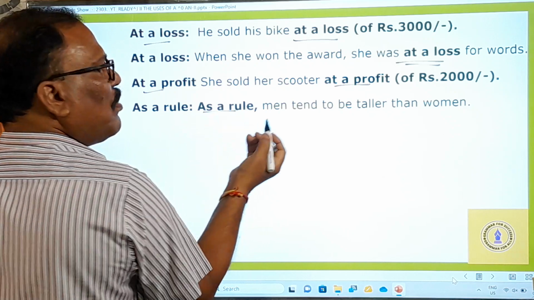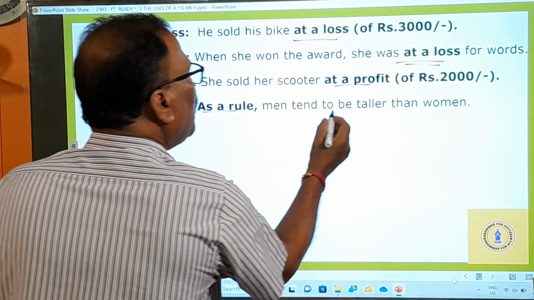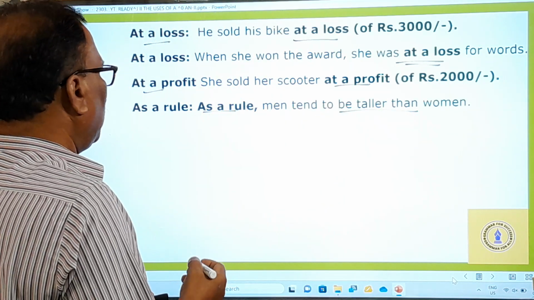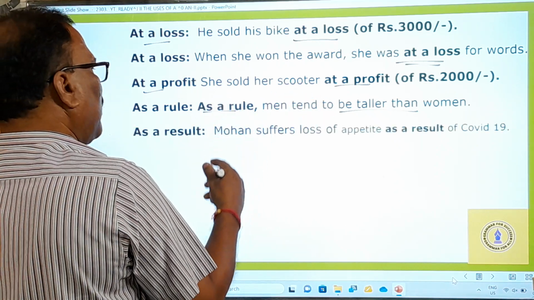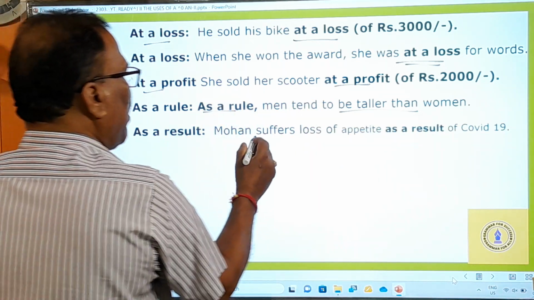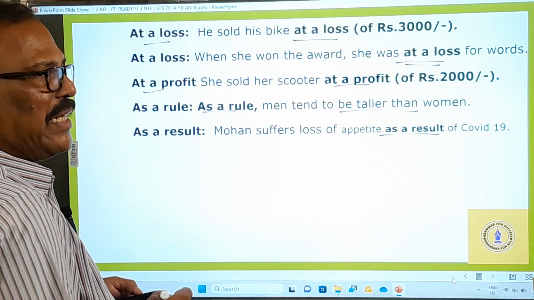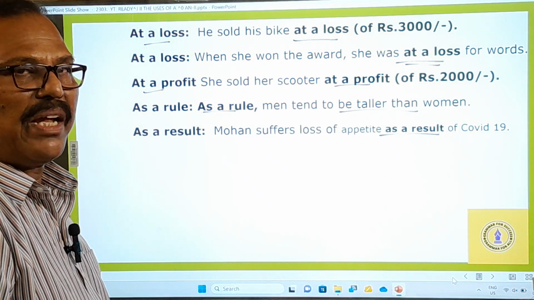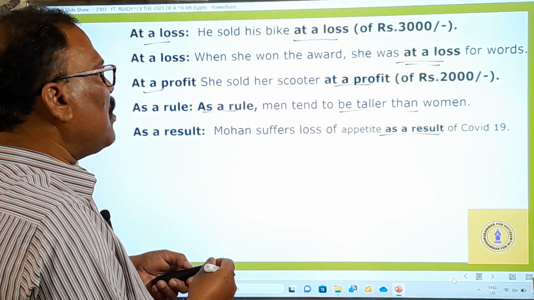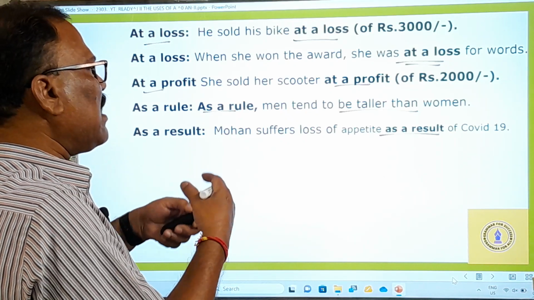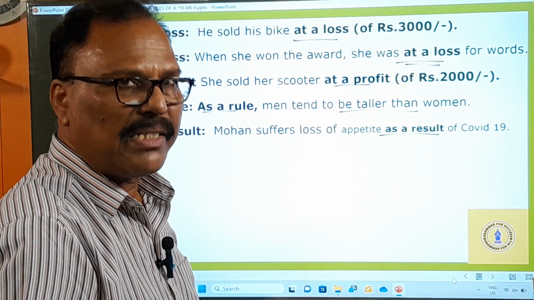As a rule means as a general rule. Men tend to be taller than women. By reading the sentence you can easily understand. As a result: a man suffers loss of appetite as a result of COVID-19. If you are afflicted with COVID-19, you lose your appetite. It is as a result of that COVID disease.